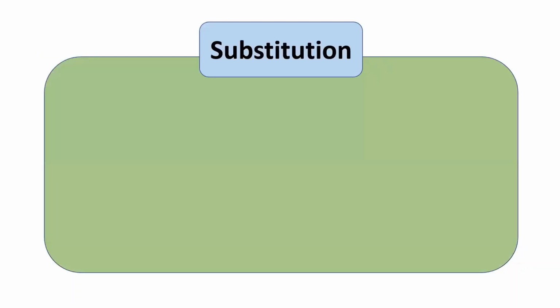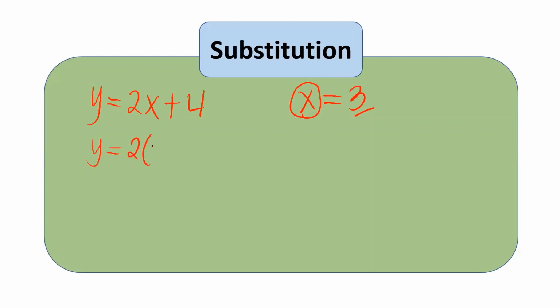All right, let's have a short review of the substitution of the algebra from your previous school, junior high school. What if we are tasked to solve for the value of y? For example, given y is equal to 2x plus 4, and our replacement value of x is equal to 3. This means that we need to substitute the value of x, which is 3, in our given equation. Therefore, we will have y is equal to 2 times the replacement value of 3 plus 4.